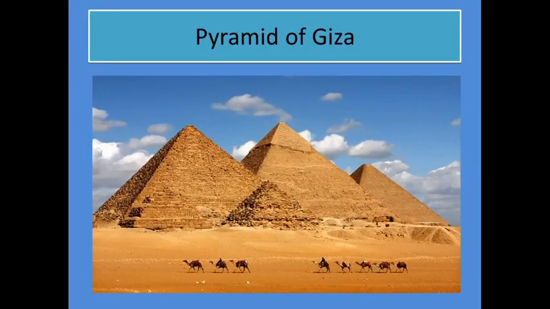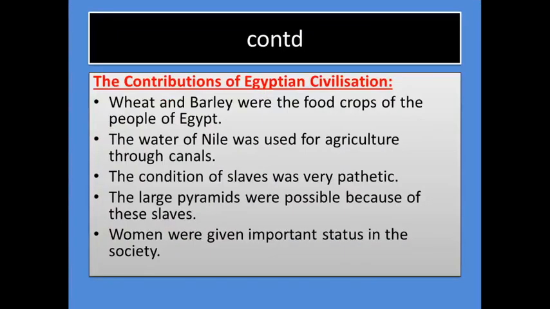Here you can see the pyramid of Giza. Can you see the picture? It is the pyramids which were built by Khufu in Egypt. Now let us see the contribution of the Egyptian civilization.